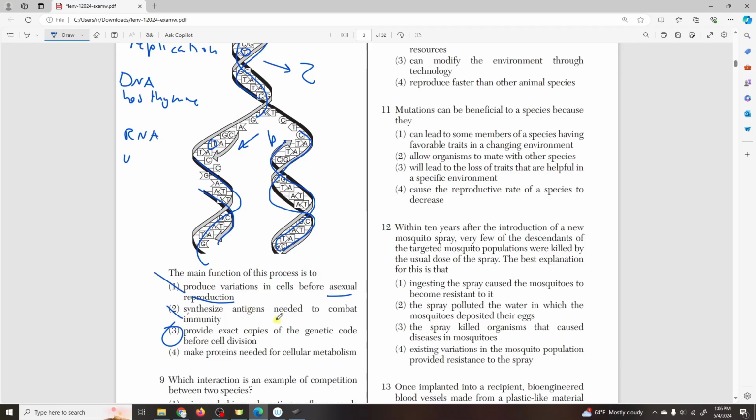2, synthesize antigens needed to combat immunity. This would be false because if you want to synthesize antigens, you would make proteins. So this process would be mRNA to protein. And 4, make proteins needed for cellular metabolism. That would once again be mRNA to protein.